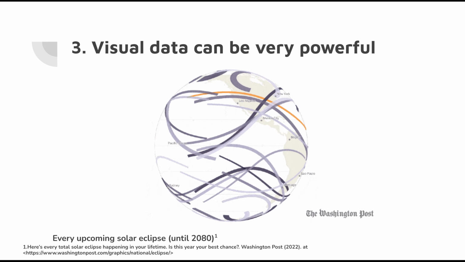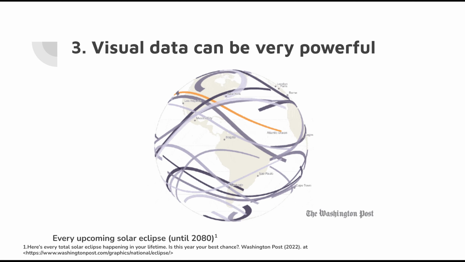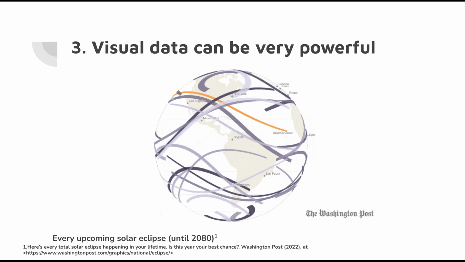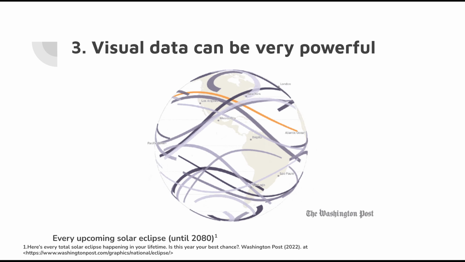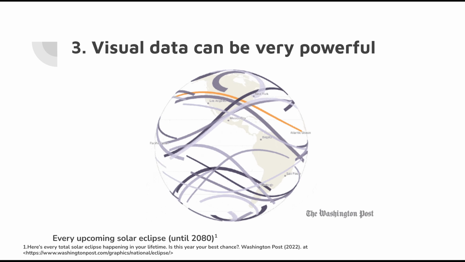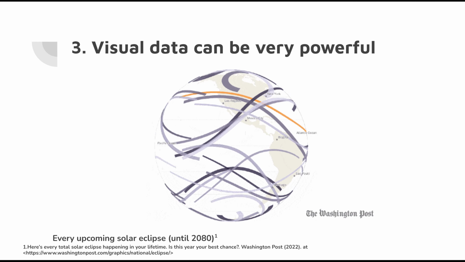Tip 3, visual data can be very powerful. Here I've included a really interesting GIF from the Washington Post published in 2017. Essentially this GIF shows every upcoming solar eclipse and the path that its shadow will travel across the Earth up until 2080. I thought this was quite a nice moving image option that you can include.